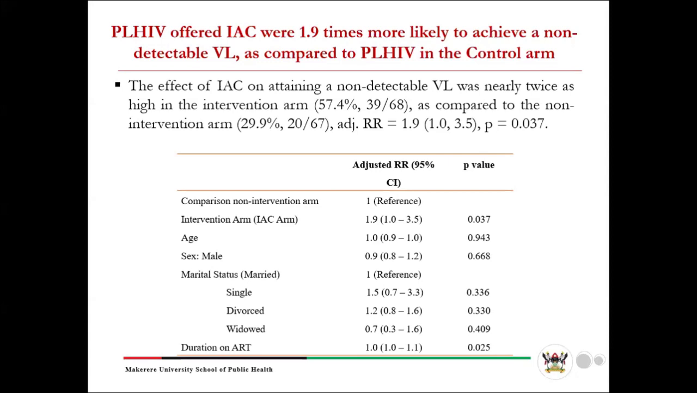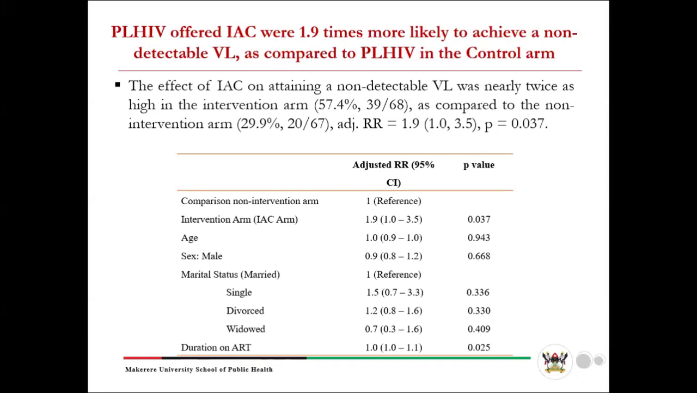And the risk ratio here was 1.9. So meaning that those who were offered intensive adherence counseling had increased chances of attaining a non-detectable viral load as compared to those who were not counseled at all.